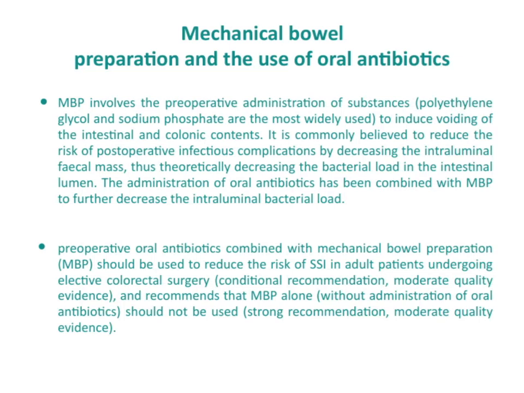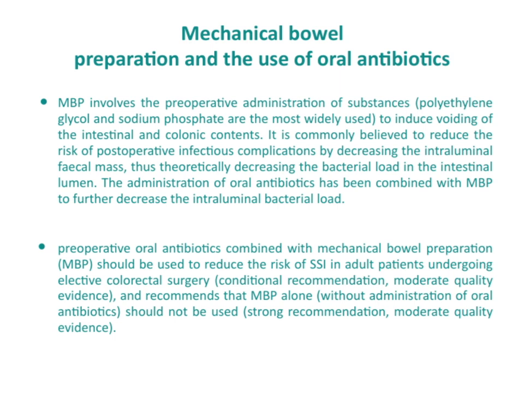Let's talk about mechanical bowel preparation, or MBP, and its role in colorectal surgery. Typically, substances like polyethylene glycol and sodium phosphate are used preoperatively to help clear out the intestinal and colonic contents. The goal here is to induce the patient to void these contents before surgery. The main reason we do this is to reduce the risk of postoperative infectious complications. By decreasing the amount of fecal material inside the bowel, we're also lowering the bacterial load within the intestinal lumen. This makes sense because fewer bacteria mean a lower chance of infection after surgery.